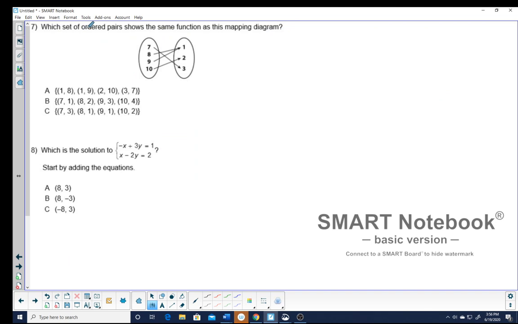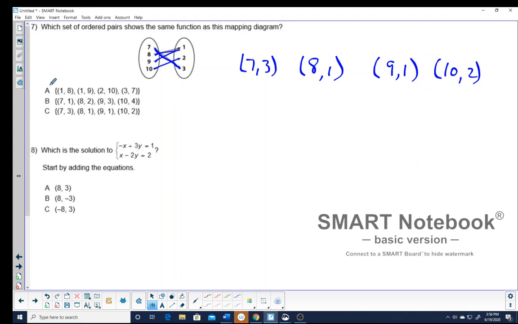And on 7, which set of ordered pairs shows the same function as this mapping diagram? So remember, on a mapping diagram, this line that goes from 7 to 3 represents the ordered pair 7, 3. And then from 8 to 1 represents 8, 1. And from 9 to 1 represents 9, 1. And then the last ordered pair is from 10 to 2, which represents 10, 2.